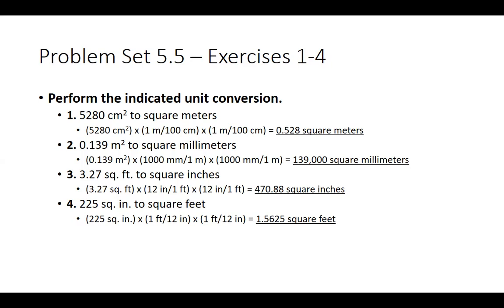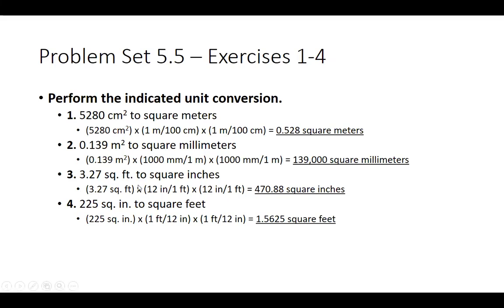Next up, number 3. We want to convert 3.27 square feet into square inches. Since we need to cancel square feet from the top, that means we're going to need feet on the bottom twice. Since we're trying to get into square inches, we're going to need inches on the top twice. So the conversion factor we're going to use twice is 12 inches over 1 foot.